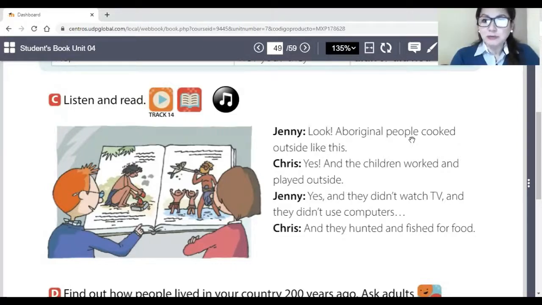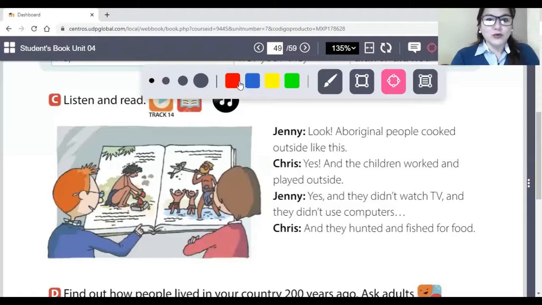Look, Aboriginal people cooked outside like this. Cook outside, cocinar al aire libre. Chris says, yes, and the children worked and played outside too, okay? Jenny says, yes, and they didn't watch TV. They didn't watch TV and they didn't use computers, right? Chris says, and they hunted and fished for food. Okay, again and one more time.